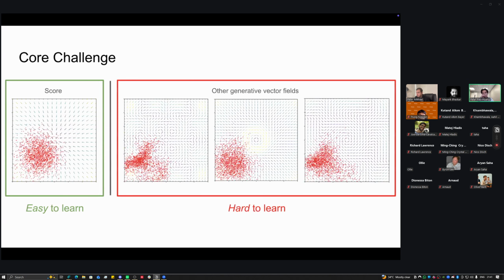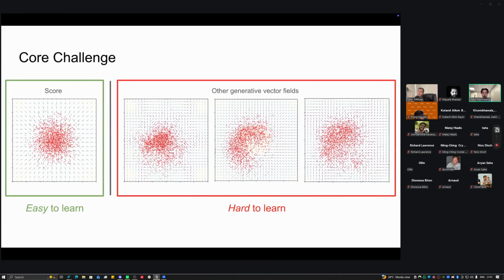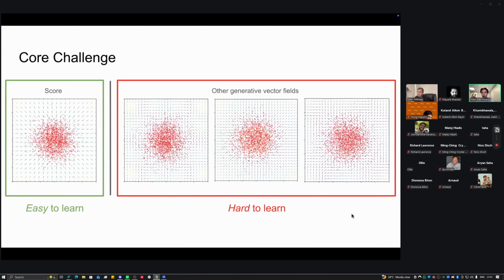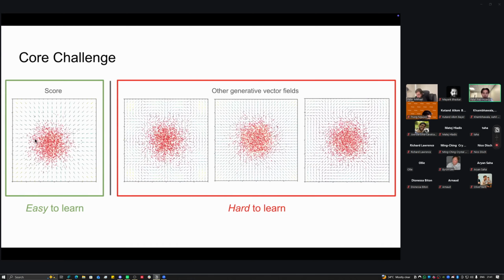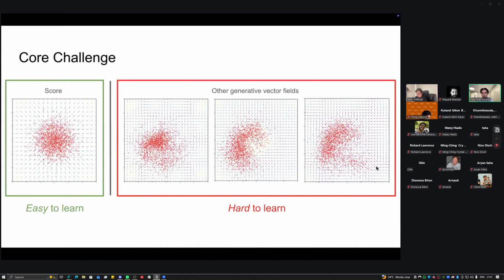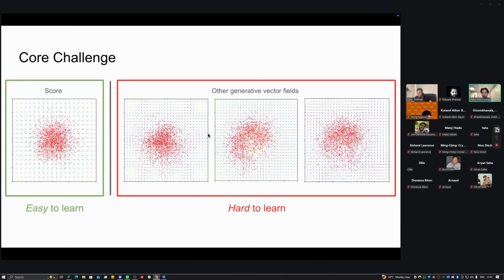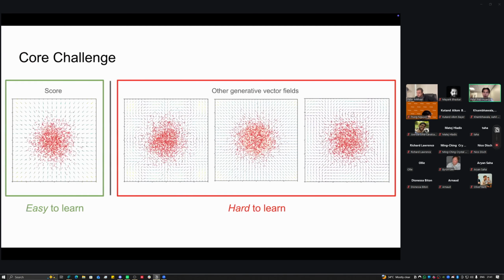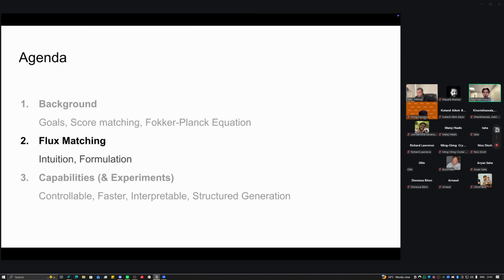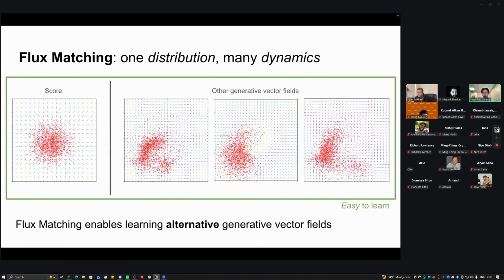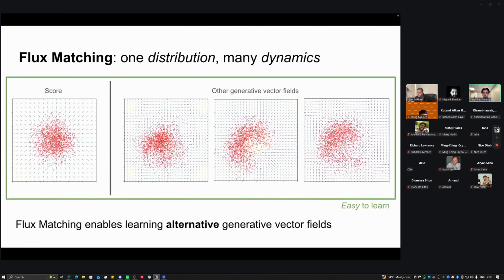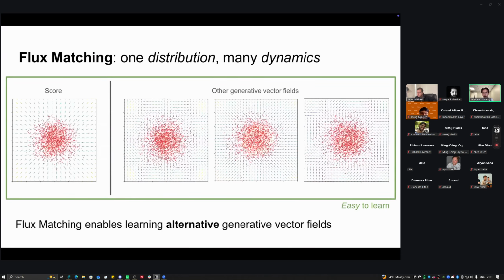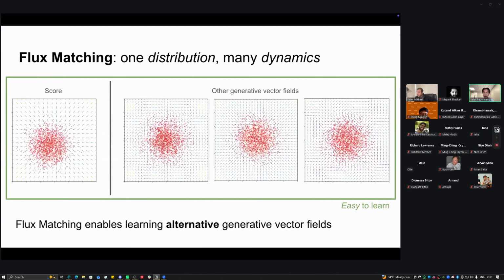But the core challenge is actually learning these other alternative generative vector fields. We have all these tools to learn the score function, but no tools to actually learn these other potentially useful vector fields. That's where flux matching comes into play. If there's really one thing to take away from this entire presentation, it's that the goal of flux matching is to be able to learn this family of generative vector fields, these alternative vector fields, in an efficient and scalable way.